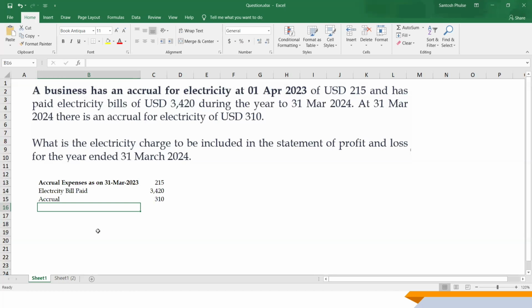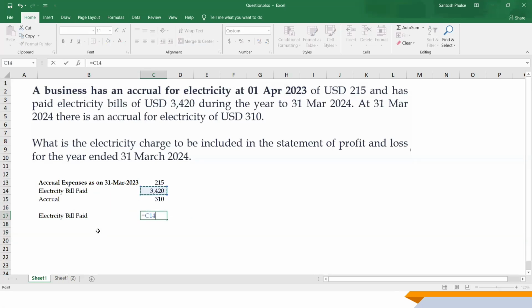ended 31st March 24? So now, the total electricity bill we have paid during the financial year is 3,420.